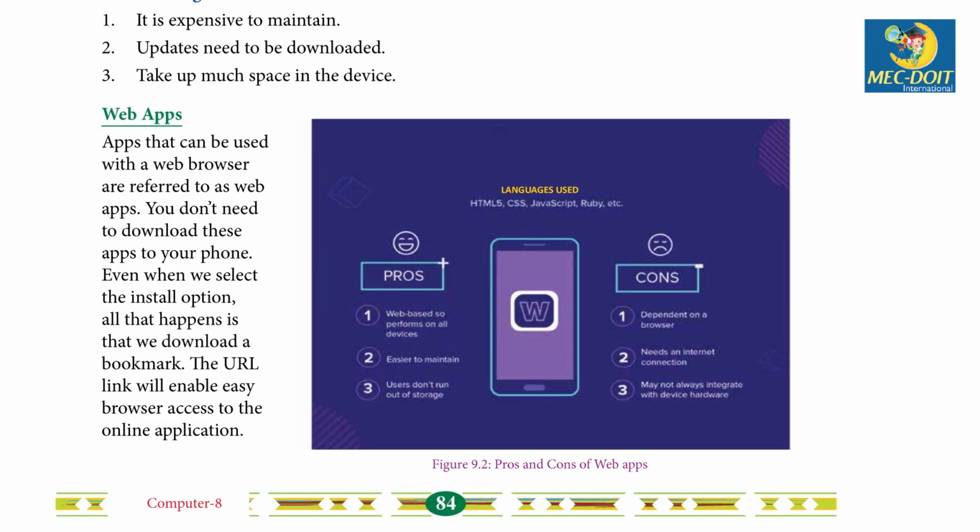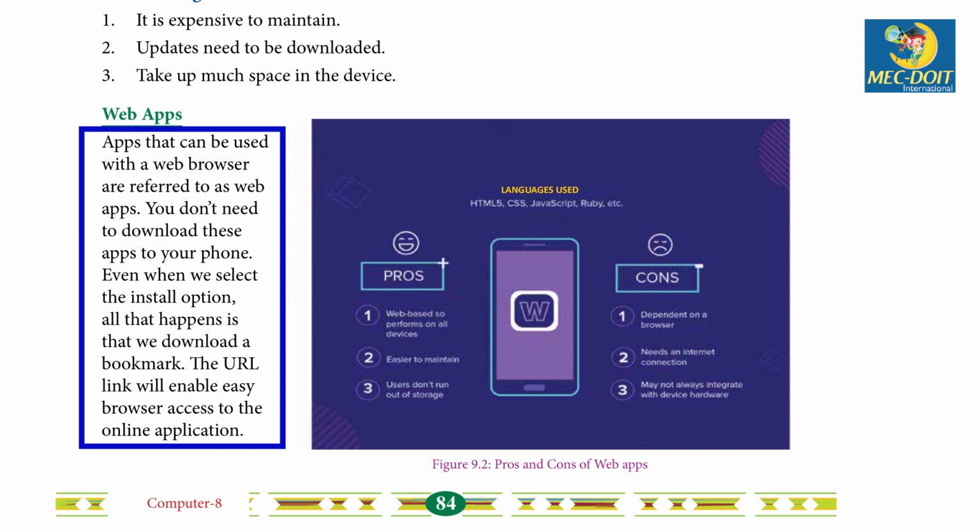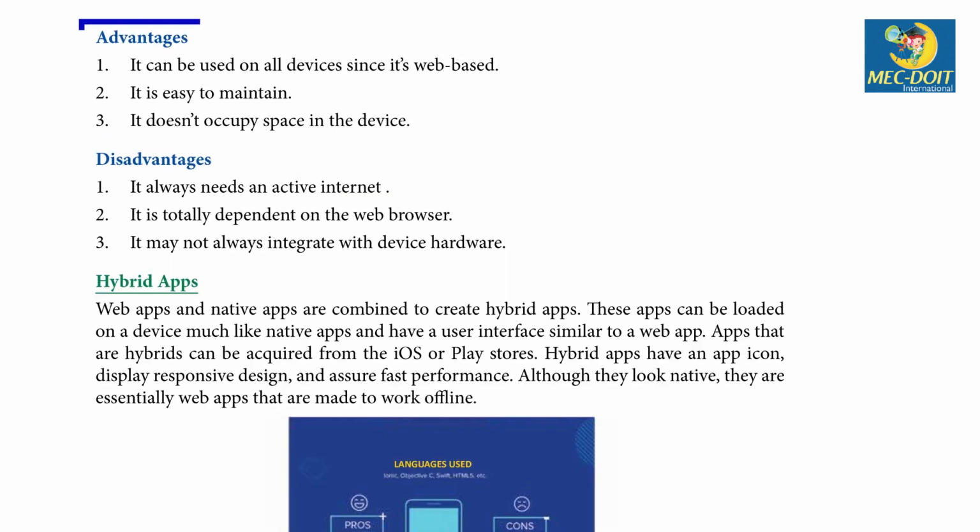Web apps. Apps that can be used with a web browser are referred to as web apps. You don't need to download these apps to your phone. Even when we select the install option, all that happens is that we download a bookmark. The URL link will enable easy browser access to the online application.